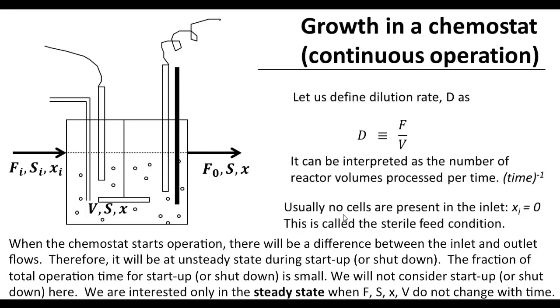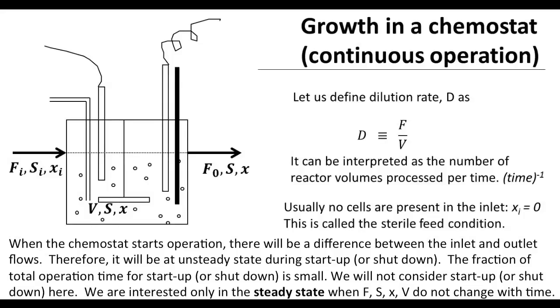Now I'd like you to understand this a little better. Usually there is a lot of confusion. When the chemostat starts operation, you have a vessel here, you are starting a feed here, there is nothing before that. There will certainly be a difference between the inlet and outlet flows. We are not denying that. Therefore, until the flows can be adjusted to be the same, which will take probably a few hours, and the conditions settle down to steady state, there will be variations in the inlet and outlet. We are not looking at that period at all.